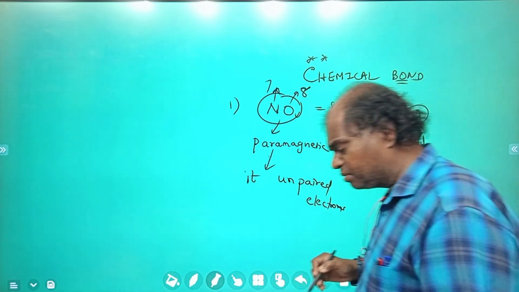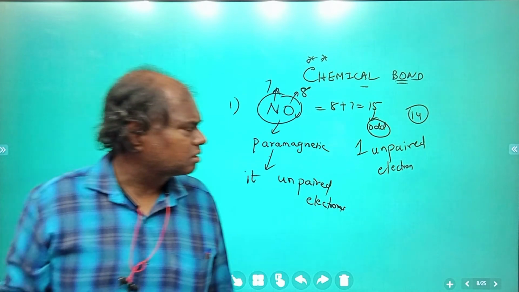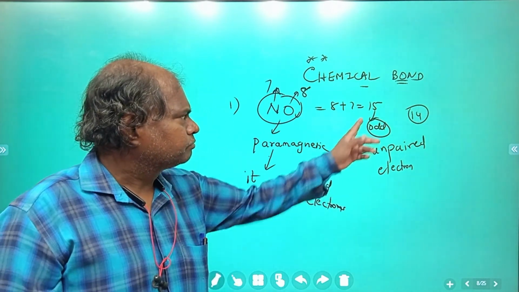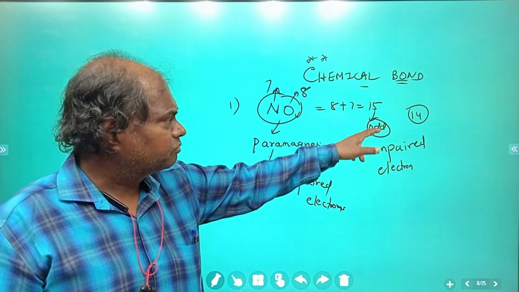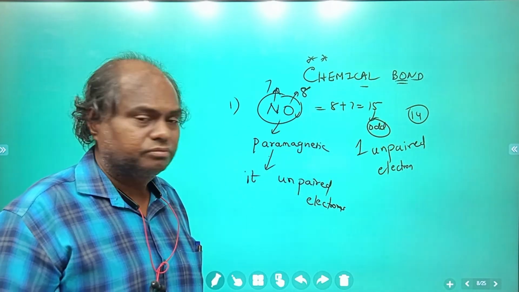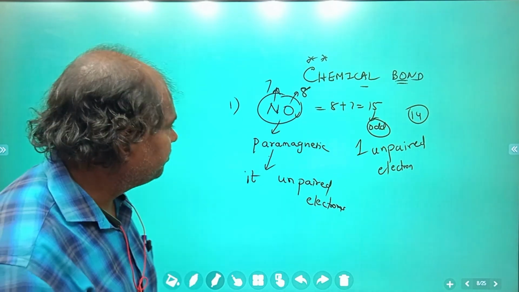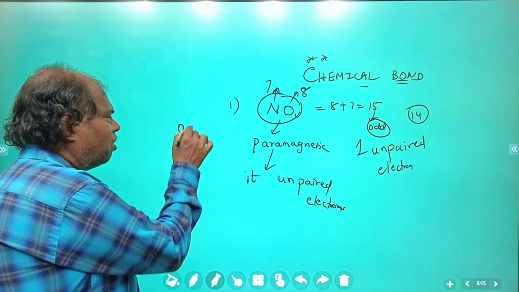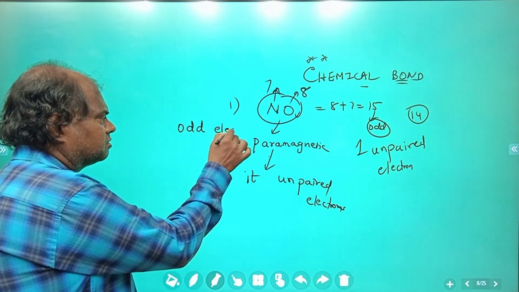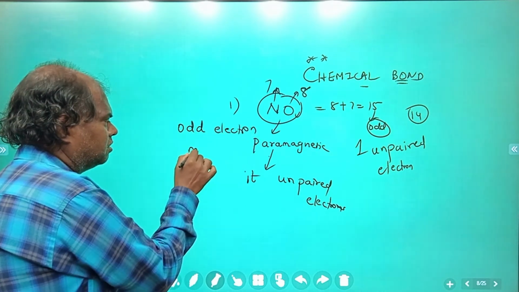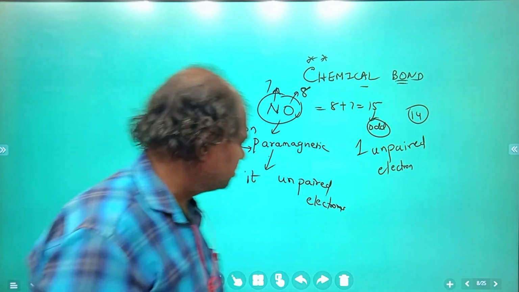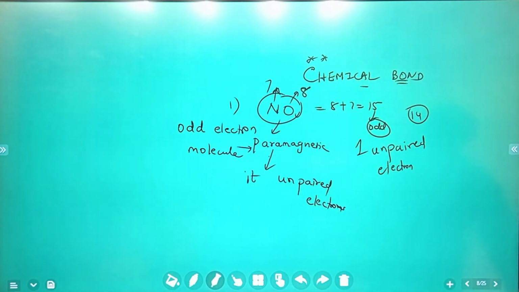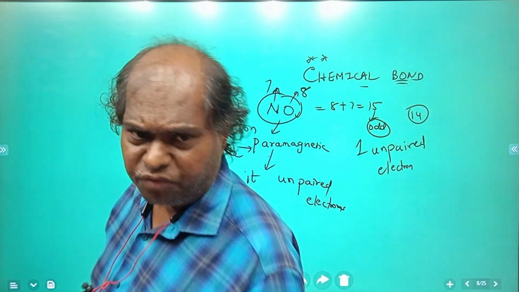We'll draw the dot diagram and also decide. So total electrons is 15. Out of that, 14 will get paired up and one will be unpaired. We also call this an odd electron molecule. If it is an odd electron molecule, it will be paramagnetic. Please remember, very important. Now this is one way of finding it out.